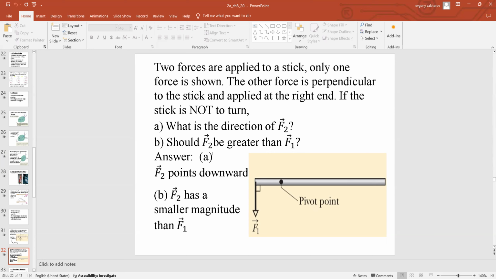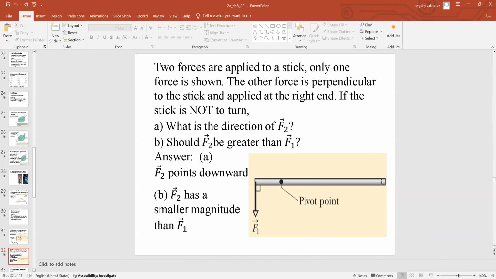Now, how do you compare the magnitudes? Should that magnitude be greater than F1 or less than F1, or is it the same? Well, that depends on the moment arm. So you have the moment arm for the positive torque being much less than the moment arm for the negative torque. So the more the moment arm, the less of a force you will need to produce the same torque. Once again, smaller moment arm, greater force, greater moment arm, smaller force.